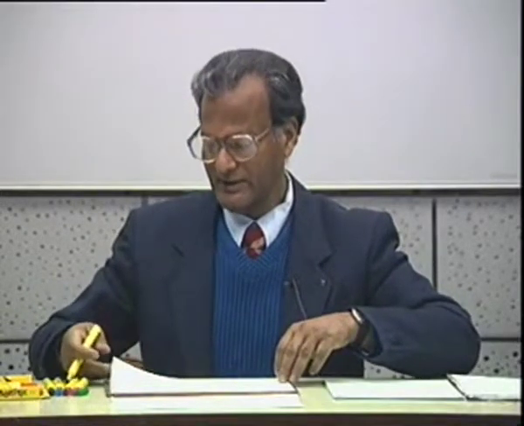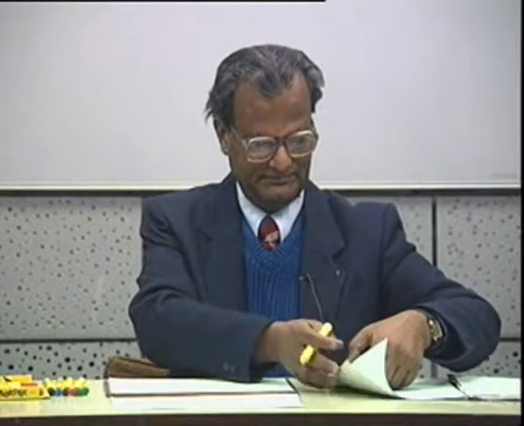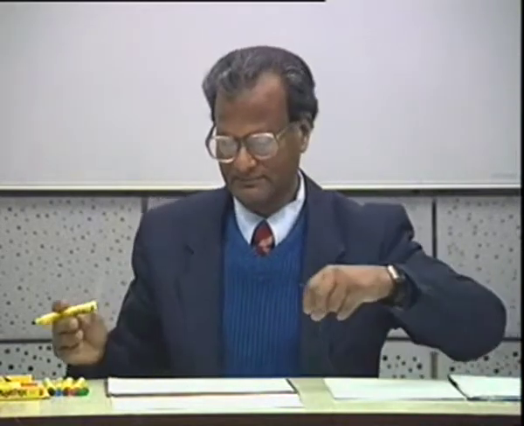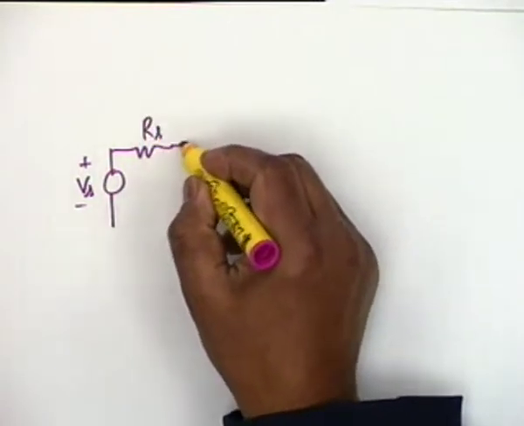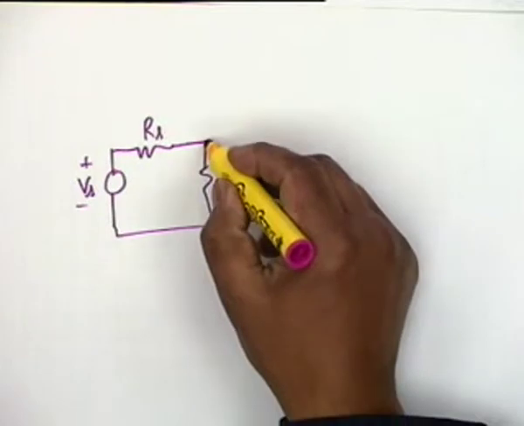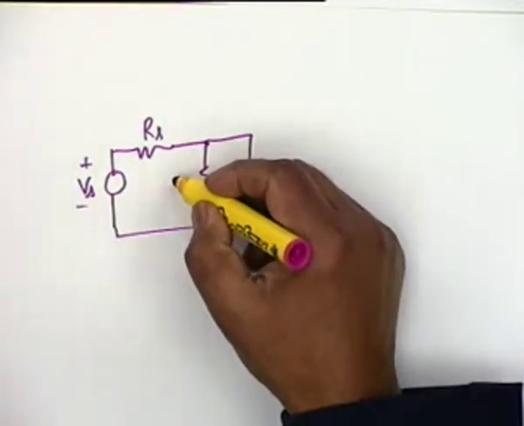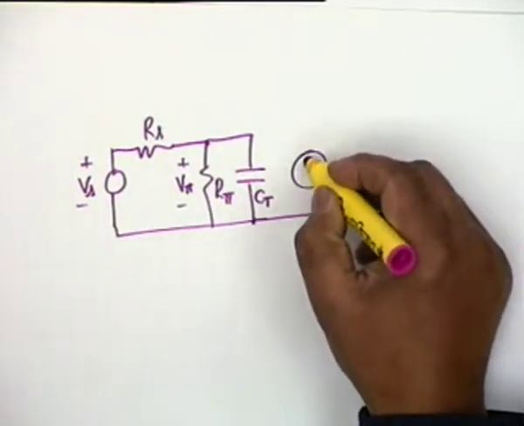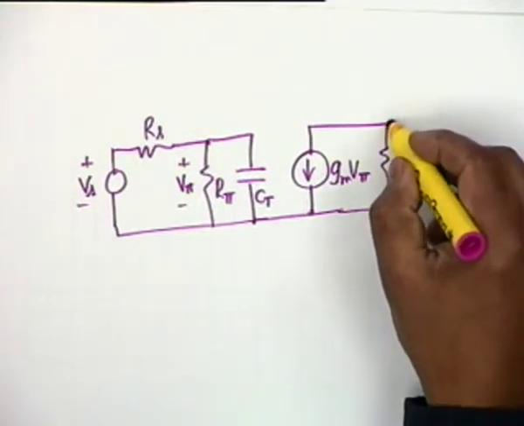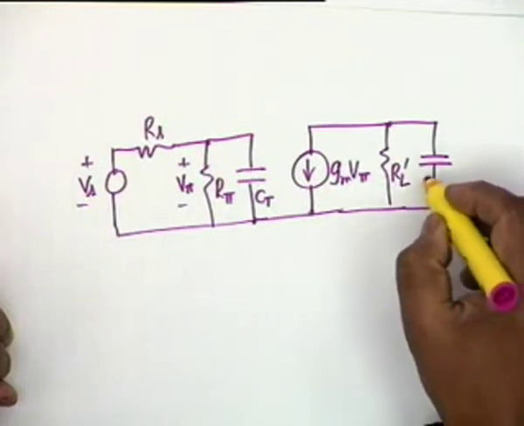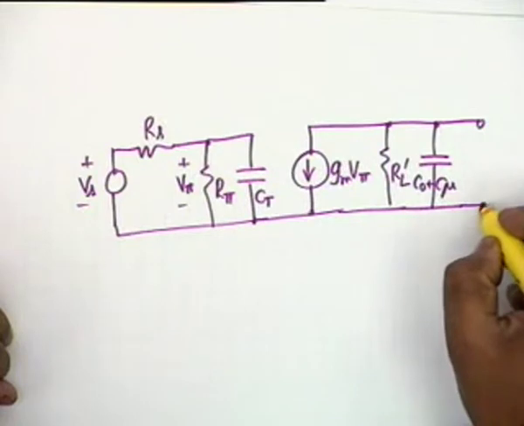If I draw it a little more neatly, it shall look like this: Vs, Rs, R pi, Ct, this is V pi, and then you have no more bridging, gm V pi in parallel with the resistance RL prime and the capacitance C0 plus C mu, V0.